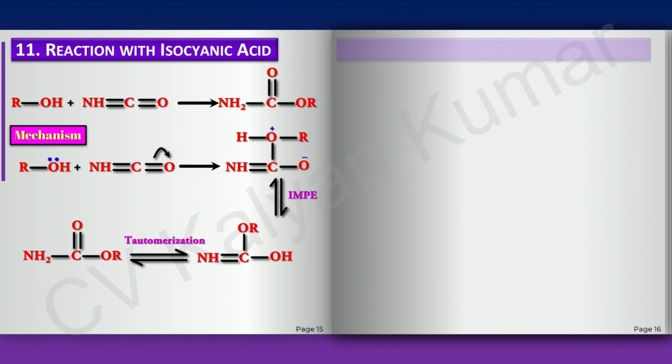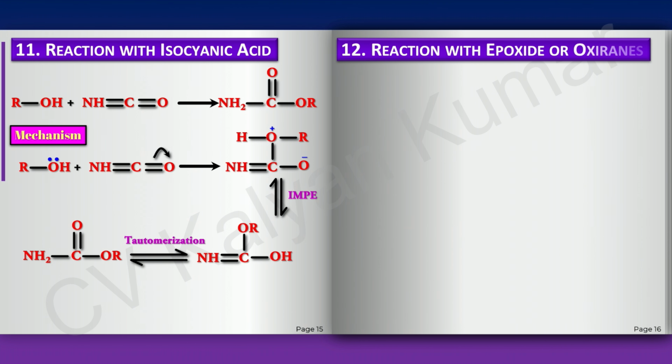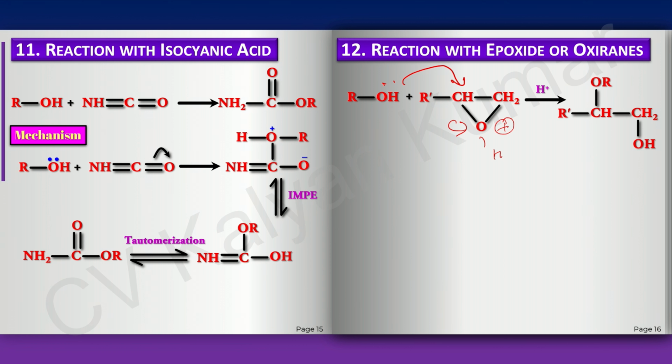So the next is reaction with epoxide or oxiranes, and you know what happens here, right? You can even answer without H plus and with H plus. With H plus, obviously O will get protonated. Again, can you see SN2 with SN1 character? And then it loses the H plus. You will get this.